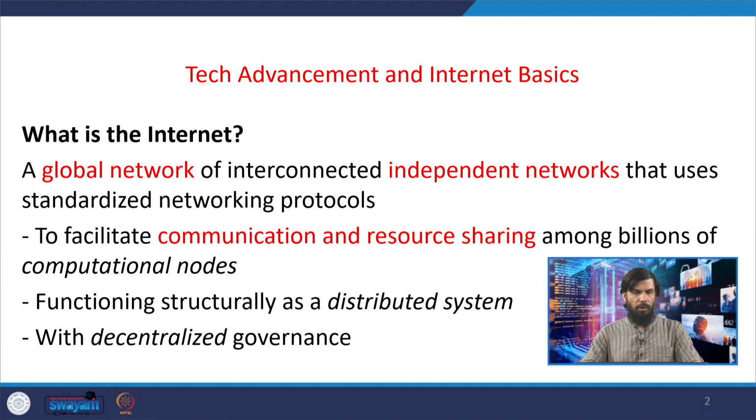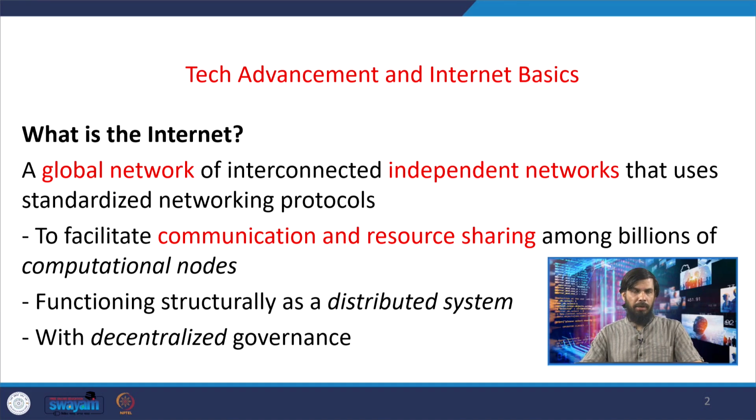First, let us start with the definition. What is the internet? The internet is a global network of interconnected independent networks that uses standardized networking protocols. Now, what does it do? It facilitates communication and resource sharing among billions of computational nodes. So, this network of networks is connecting lots of computer systems and other computational nodes. Any device which has some sort of computational capacity and has the networking capability can be connected to this network of networks, and therefore it will also be counted as a computational node.